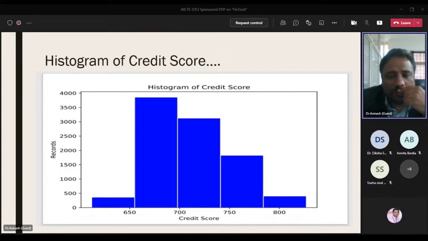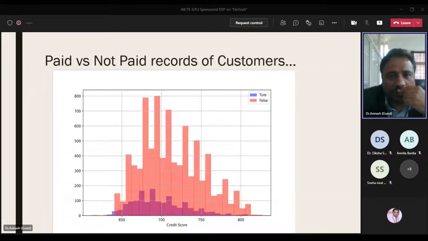This particular histogram which we have generated is through the Python code. This shows the difference between the paid and not paid records of the customers. This is also taken from the code generated.